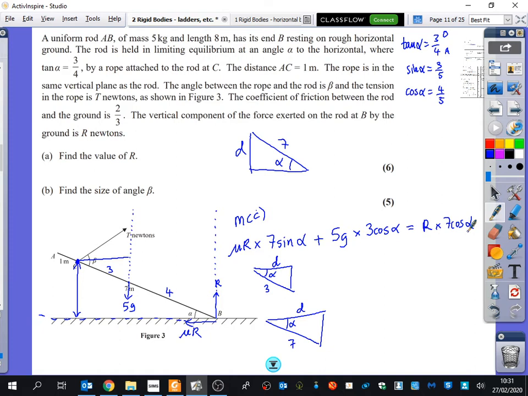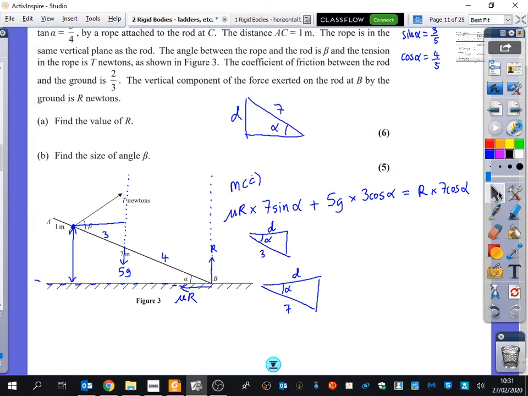Yes, we can. Who's going to do it? So I'm going to just sub in all the things we know. So we know that mu is 2/3. So that's 2/3 R multiplied by 7 sine alpha, which is 3/5, plus 5g times 3 times 4/5 equals R times 7 times 4/5. So this is fun, isn't it?